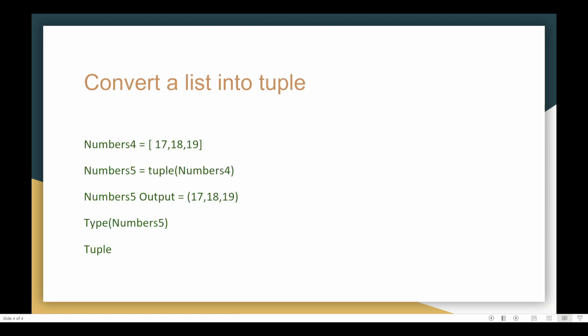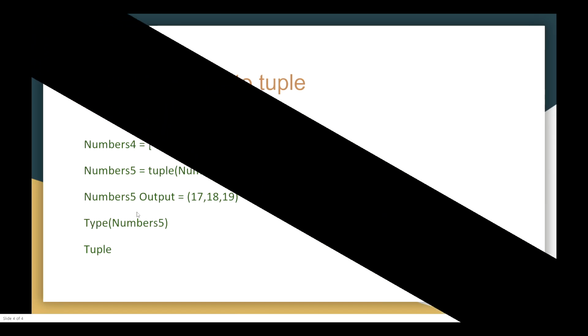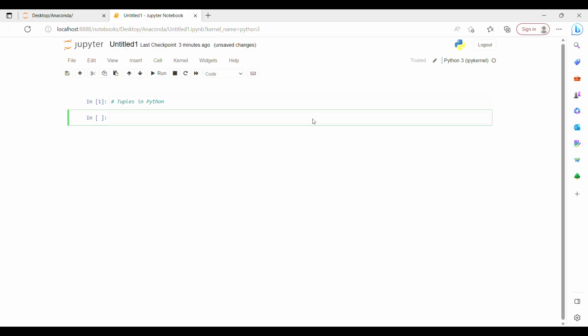If we want to convert a list into a tuple, we can do that. We can see an example of it. So numbers 4 equals to 17, 18, 19. Numbers 5 equals to tuple, and simply we need to write numbers 4 inside the bracket, and when we see the output of numbers 5, it is a tuple. In order to see the data type of numbers 5, we can simply type it and it will be a tuple.